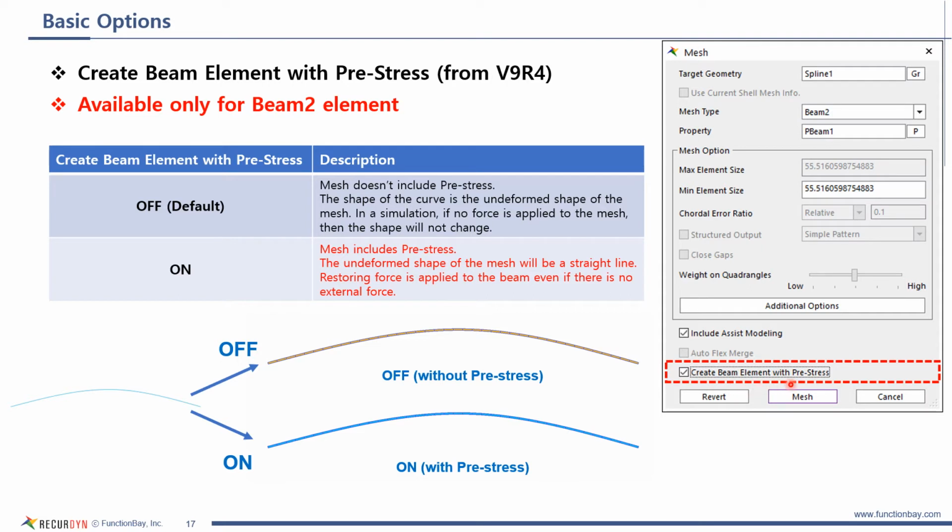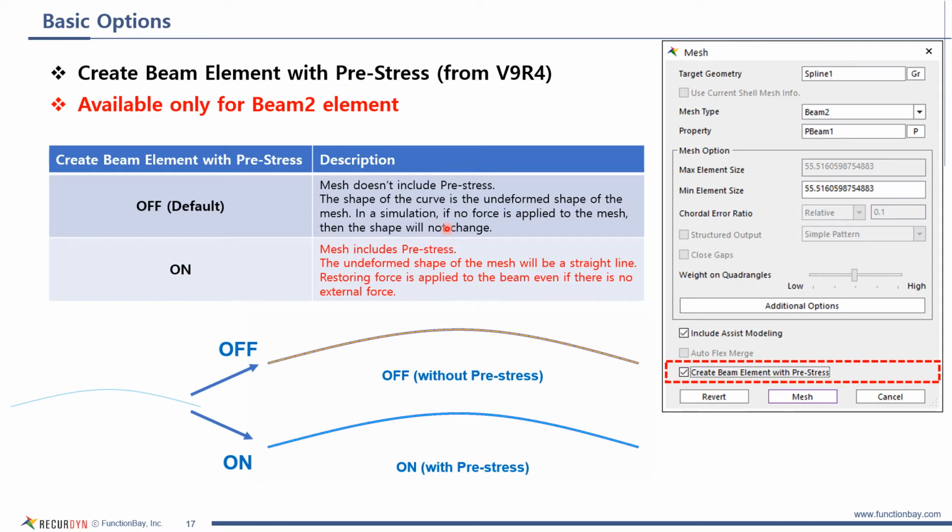Create beam element with pre-stress. This option determines the undeformed shape of the beam. If create beam element with pre-stress is off, then the shape of the geometry is the undeformed shape of the mesh. So, if no force is applied to the mesh, then it will stay in that shape.